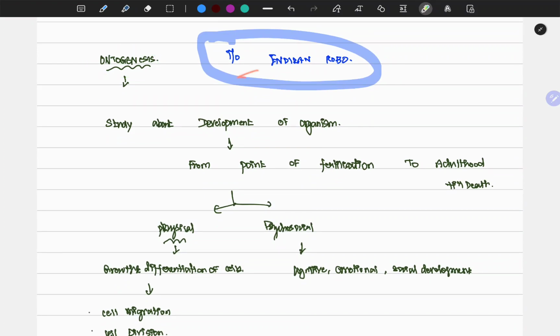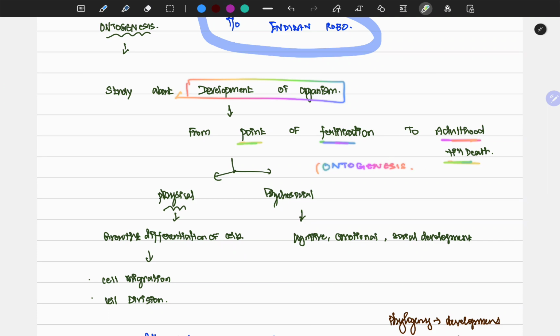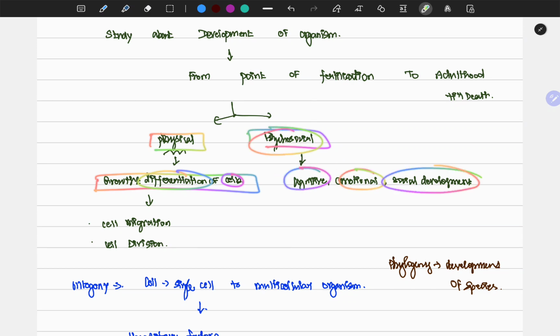What is meant by ontogenesis? Ontogenesis differs from oncogenesis. It is the study of the development of an organism from the point of fertilization to adulthood till death. It is nothing but ontogenesis. Physical and psychosocial: physical growth and differentiation of cells; psychosocial, cognition, emotional and social development.